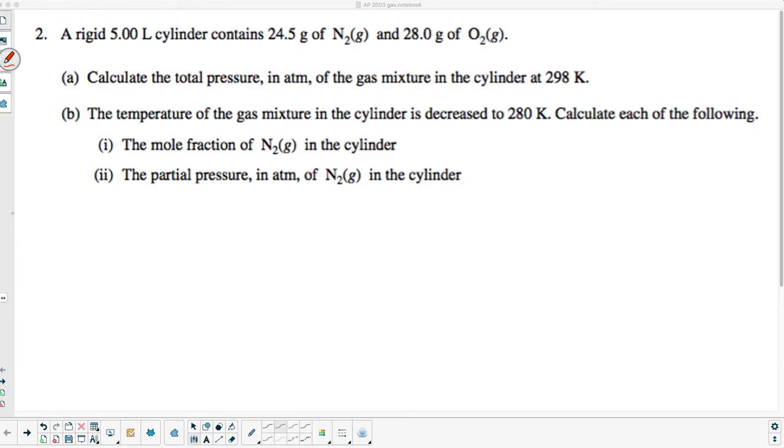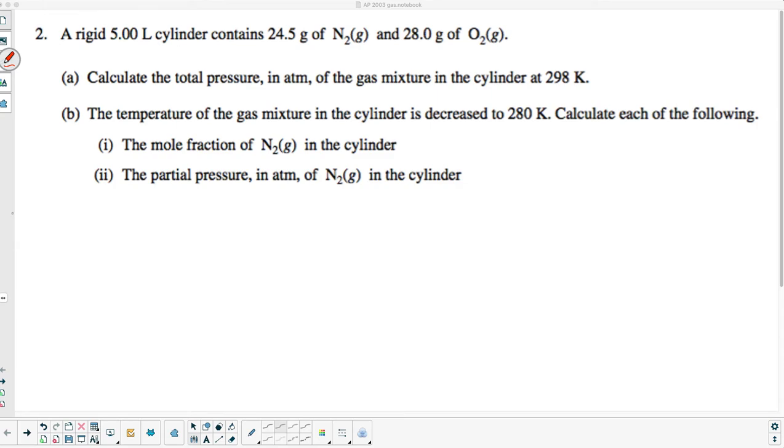It says a rigid, which means that the volume doesn't change, 5.00 liter cylinder contains 24.5 grams of nitrogen and 28 grams of oxygen. Calculate the total pressure in ATM of the gas mixture in the cylinder.